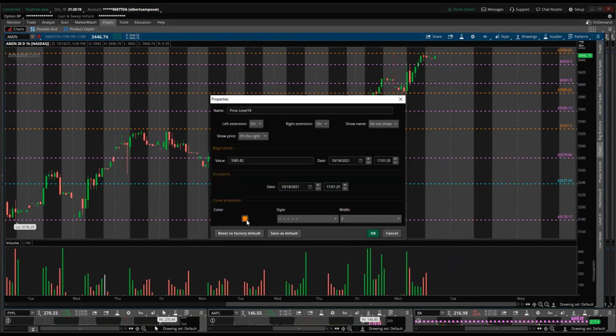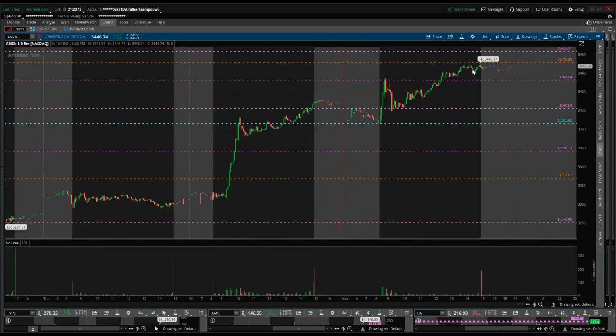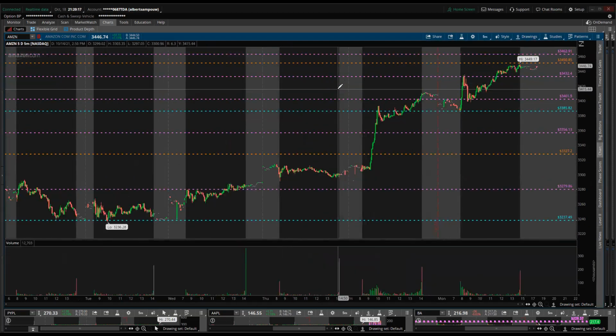What am I doing right now with these different colors? Let's jump on the 5-minute. Now what am I doing? Why did I choose different colors for different levels plotted on the chart? So I know that the purple is a strong resistance line, and the blue is a strong resistance line, and the orange is not so strong, but I can use it as a day trade level.